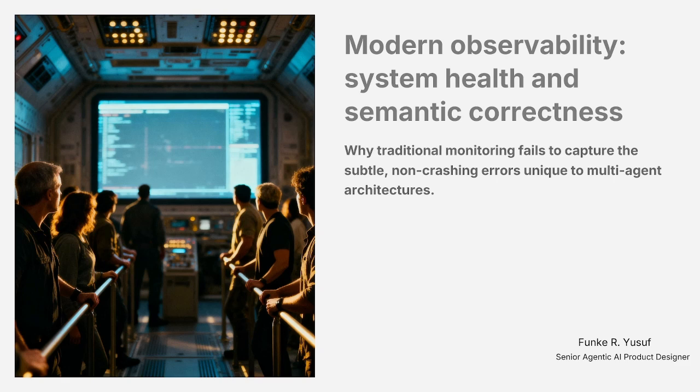So traditional monitoring is not enough for AI agents. When we talk of agents, we can't implement traditional monitoring. It will fail to capture the subtle non-crashing errors unique to multi-agent architecture, because an agent can be working normally, fine, and be producing wrong outputs. Why? Because traditional monitoring is what is being implemented. So agents must be observed specially, based on their capability, not following the traditional method.